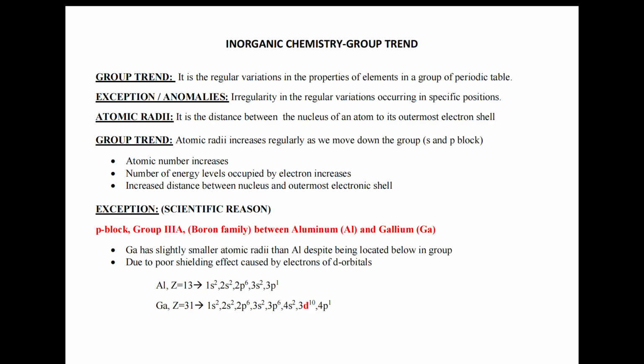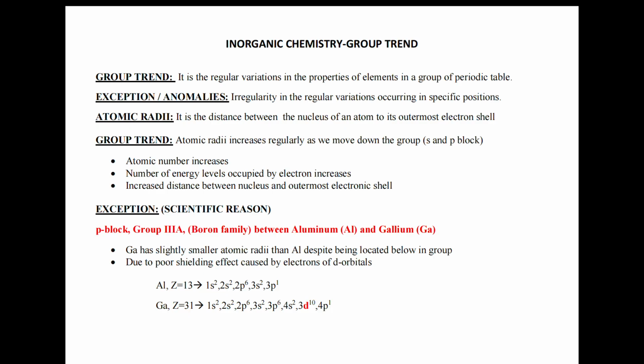As it is a trend, and trend means regularity, there is a regularity in the properties of the elements. If there is irregularity or abnormality in the regular behavior, or deviation from the regular behavior, it is called the exception or anomalies.